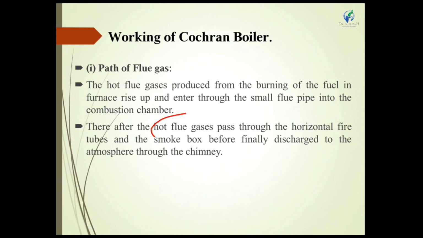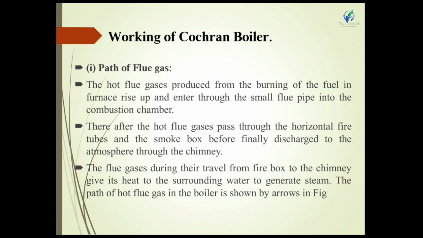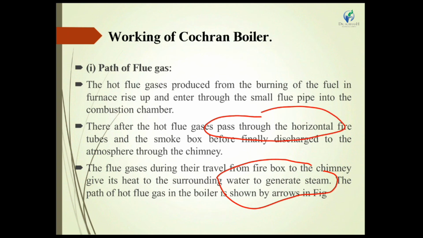But as the hot flue gas passes through the horizontal fire tube, heat is transferred from the pipe to the water, and the water is converted to steam. The flue gases, during this travel from the firebox to the chimney, give their heat to the surrounding water to generate steam. That's the main topic. The path of the hot flue gases in the boiler is shown by arrows in the figure.